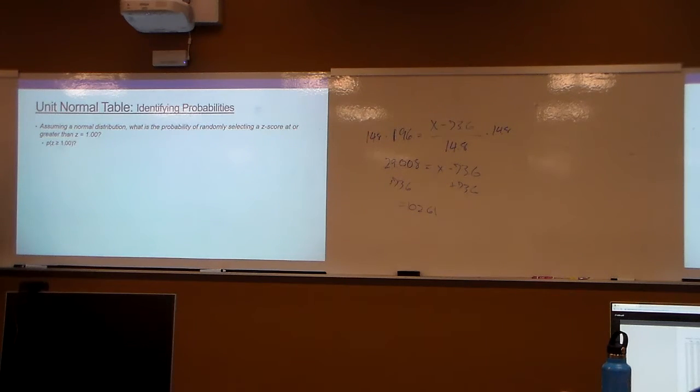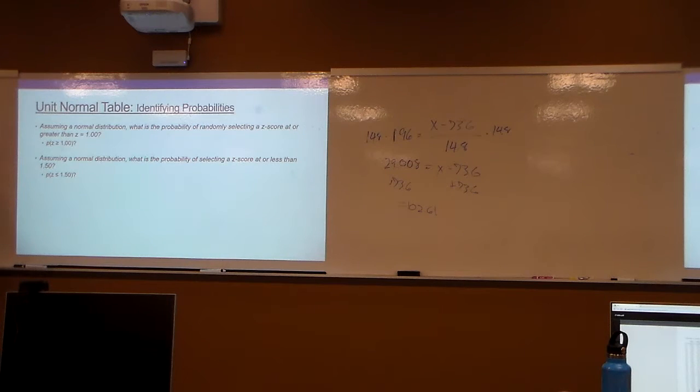Yep, 0.1587, right? So not super likely, but not so terrible. I like it, but that's my lottery odds. I'm pretty happy about that. Assuming normal distribution, what is the probability of selecting a z-score at or less than 1.5?